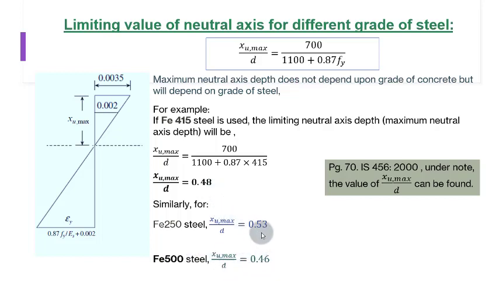Now these values 0.53, 0.48, 0.46 can be found in page number 70 under note for IS 456 2000. So it's good if you remember these values for these three steels. However, if in case some different grade of steel is given, you can easily compute the limiting value of neutral axis as per this formula. So kindly mark this formula so that you can compute different limiting value of neutral axis depth depending on grade of steel.